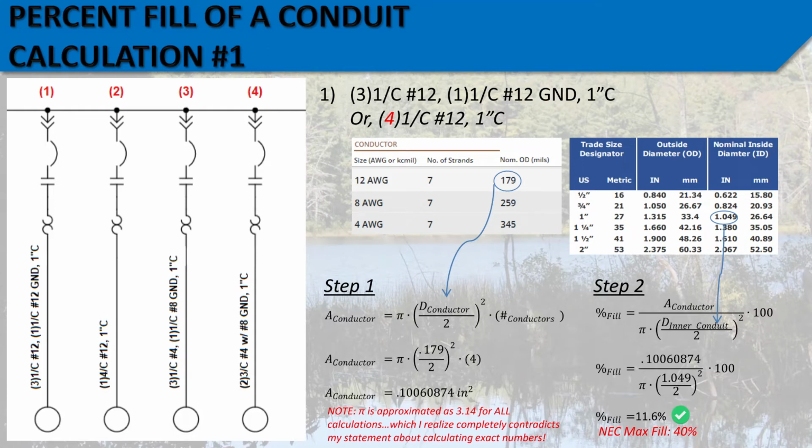Now step 2 is to calculate the percent fill. We're going to take the area that we just calculated and pop that into the percent fill formula. And we will divide the area of the conductors by the inside diameter of the conduit. So referring to our data sheet, the inside diameter of the rigid galvanized conduit is 1.049. Plug that into the formula as shown, and we determine that the fill percentage is 11.6%. Now, what did we say before for our NEC requirements? We're allowed 40% fill. 11.6% is well below the limits, so this is acceptable.